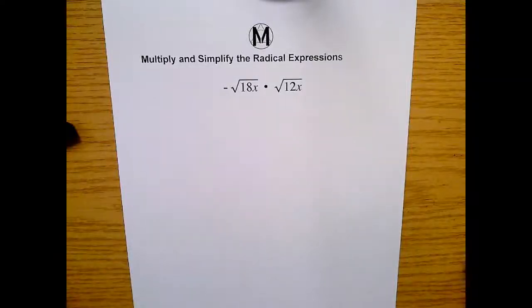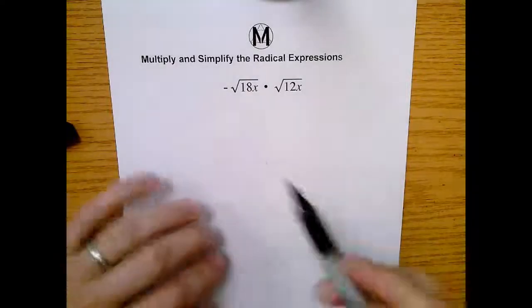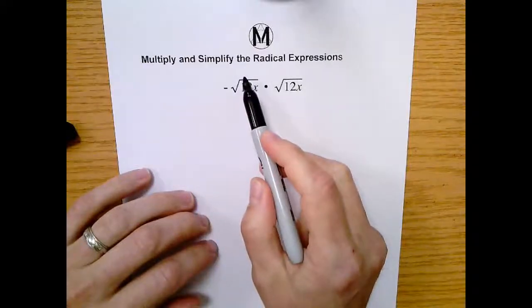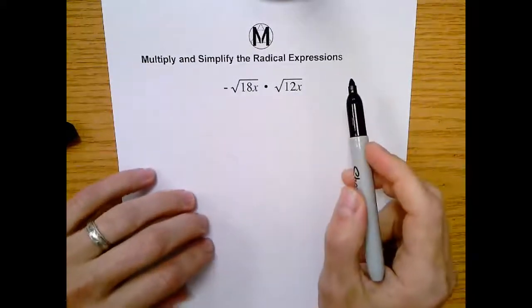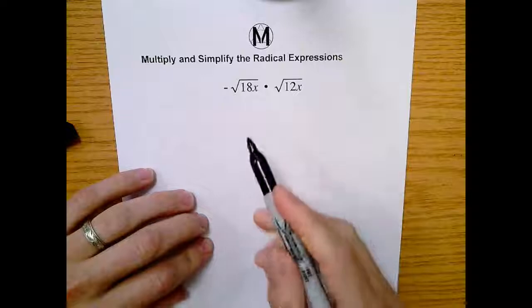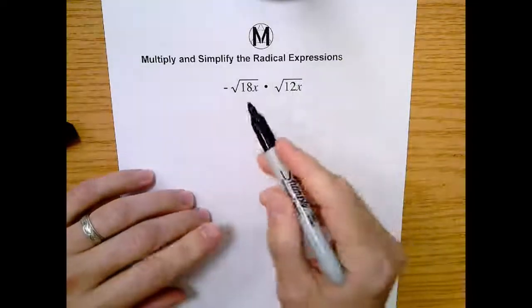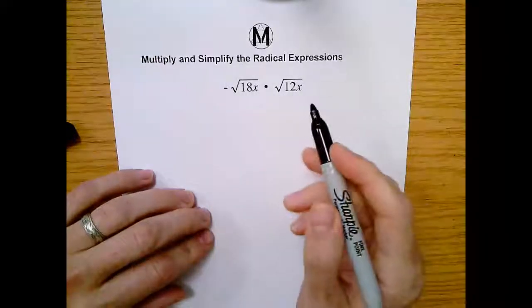All right, let's do some Mathity-Math. Says here, multiply and simplify the radical expressions. All right, so basically we need to multiply these and simplify them as the instructions stated.